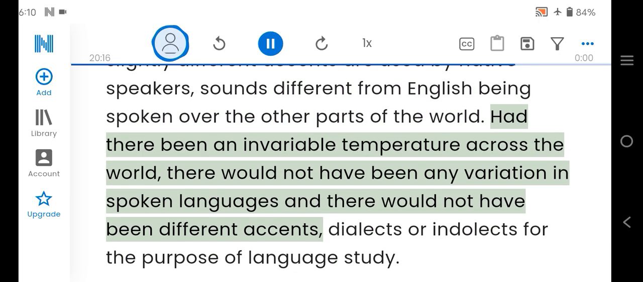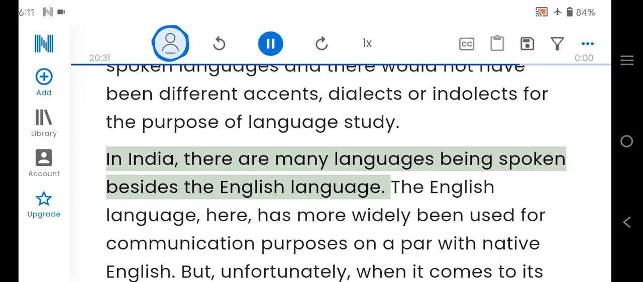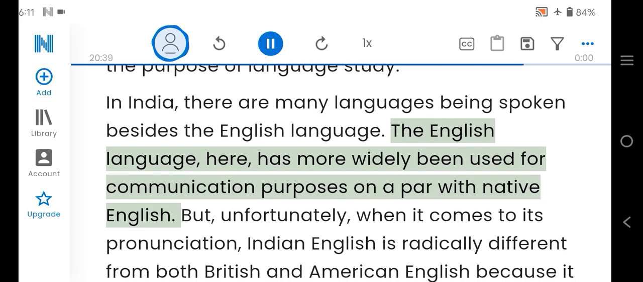Had there been an invariable temperature across the world, there would not have been any variation in spoken languages and there would not have been different accents, dialects or idiolects for the purpose of language study. In India, there are many languages being spoken besides the English language. The English language, here, has more widely been used for communication purposes on a par with native English.